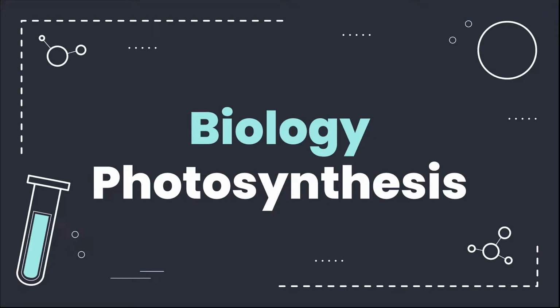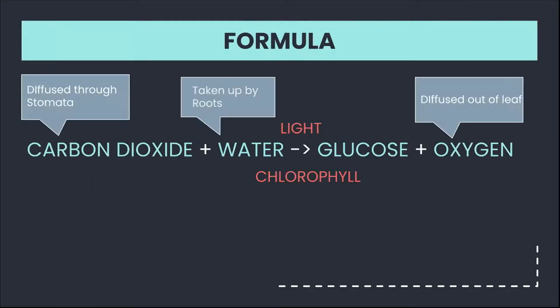Hello, today I'll be talking about photosynthesis. First, let us start off with the formula. Carbon dioxide plus water equals glucose plus oxygen. The carbon dioxide in this formula is diffused through the stomata.